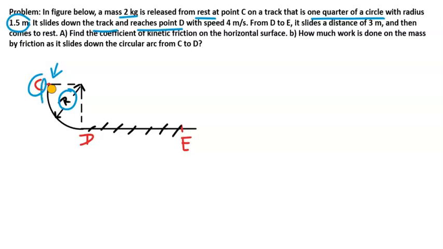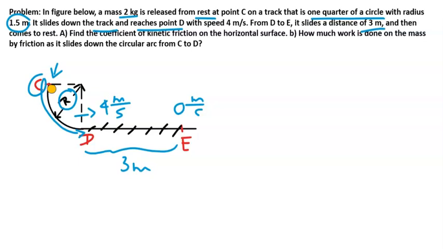So it slides down like that and gets to point D with speed 4 meters per second. So at point D, it's moving with a speed of 4 meters per second. From D to E, it slides a distance of 3 meters. So that distance is 3 meters. And then it comes to rest at point E. So at point E, the speed is 0 meters per second. Find the coefficient of kinetic friction on the horizontal surface. So let's do that first.